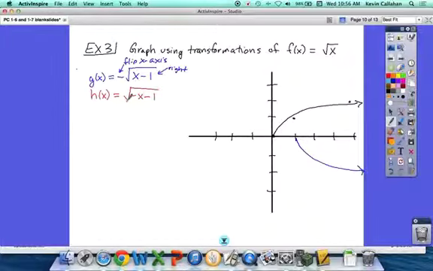What's going on in this one? And move to the right one. So he's saying it's moved across the y-axis and to the right one. Close.